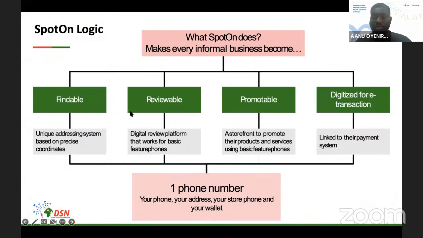We're also good on solutions. This is an example of a solution that we've released. It's called Spot On. Spot On helps businesses to be findable, reviewable, promotable, and digitized, and this is done across just one phone number. Unlike the developed world, most small businesses here are lost because they are not findable. This is what Spot On does. You can just go to your Google Play Store and check out the Spot On app.